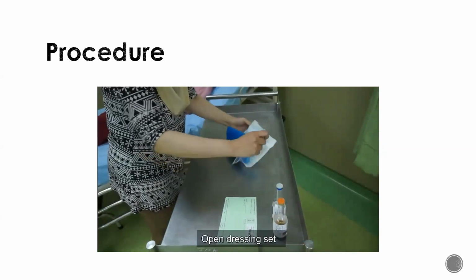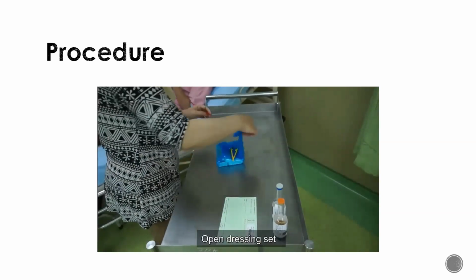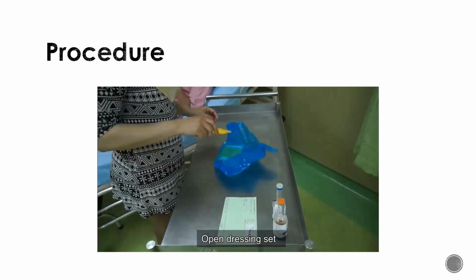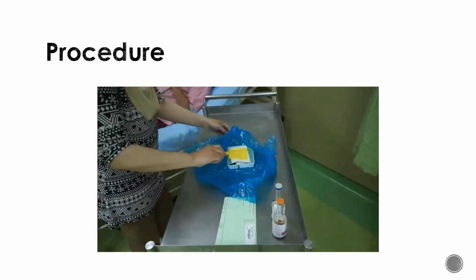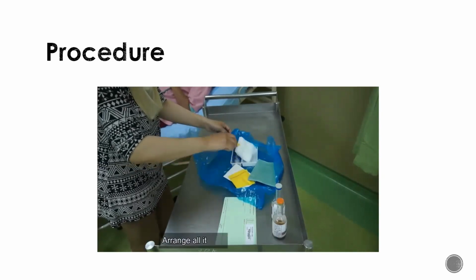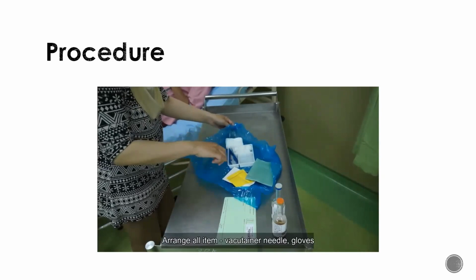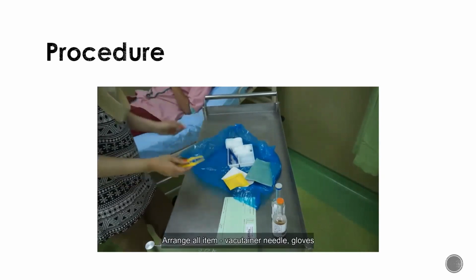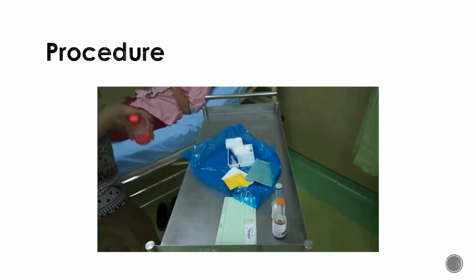As you can see, the dressing set is a sterilized set, and you can see the bottle. I'm sorry, I cannot find the blood culture sampling procedure for pediatric, but basically this is the same, except that the bottle is the pediatric bottle. So we have to assemble the sterile set before we perform the venipuncture.